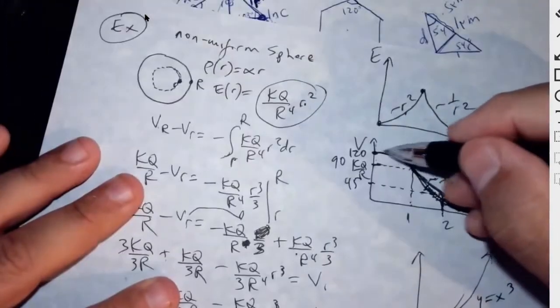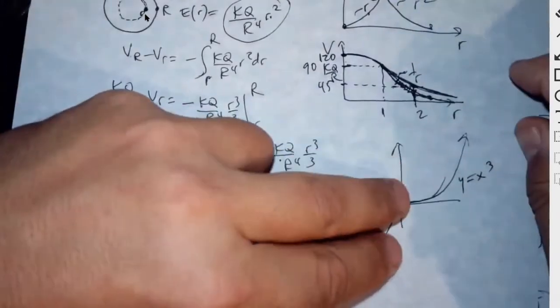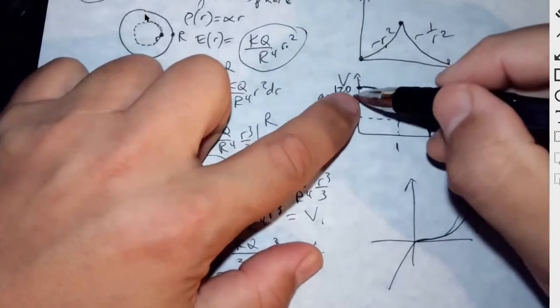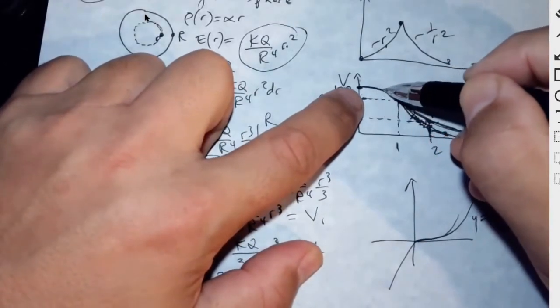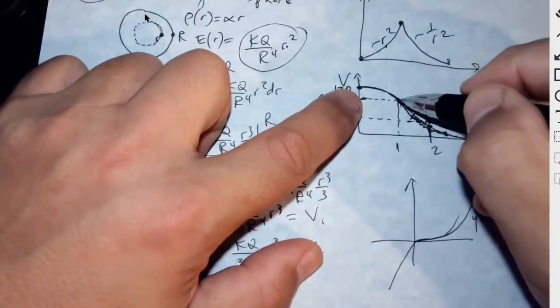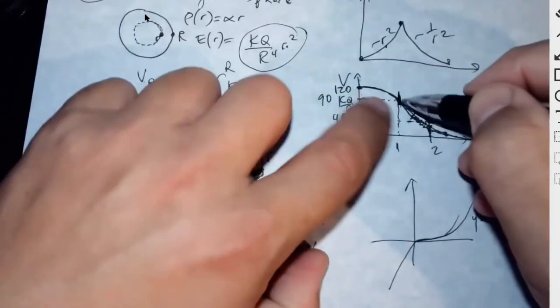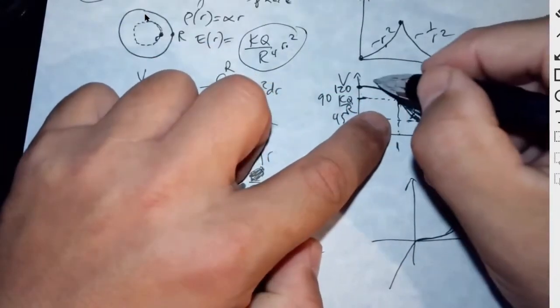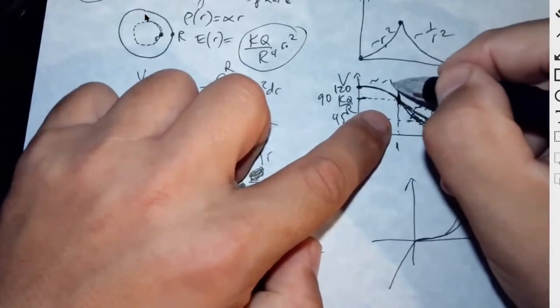Well, this is the inverted version of a cube like that. It stays up there for longer. The voltage drops less. Then it drops steeper until it gets to the surface. Then you get the 1/r behavior. So we would say this is proportional to negative r cubed.